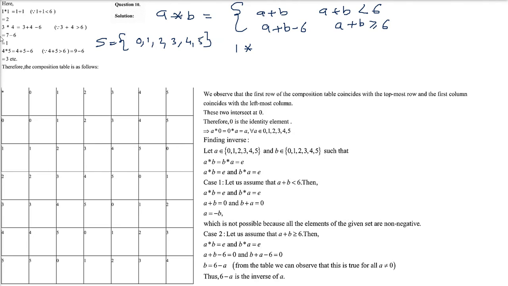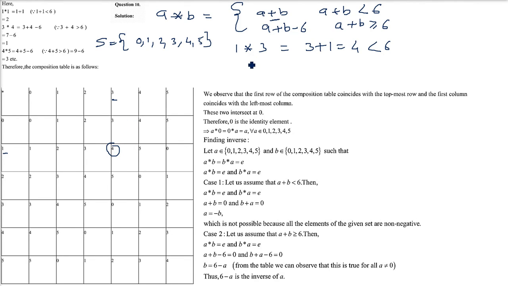Why am I taking 1 operation 3? See, on the left there are other operations also. This is how we are going to fill the values. So 1 operation 3, what do you get? First we have to add them. So first we have to find out a plus b, 3 plus 1. Now this 3 plus 1, 4, is less than 6. When it is less than 6, what does it mean? It means you have to write here a plus b only. So I am writing 4.